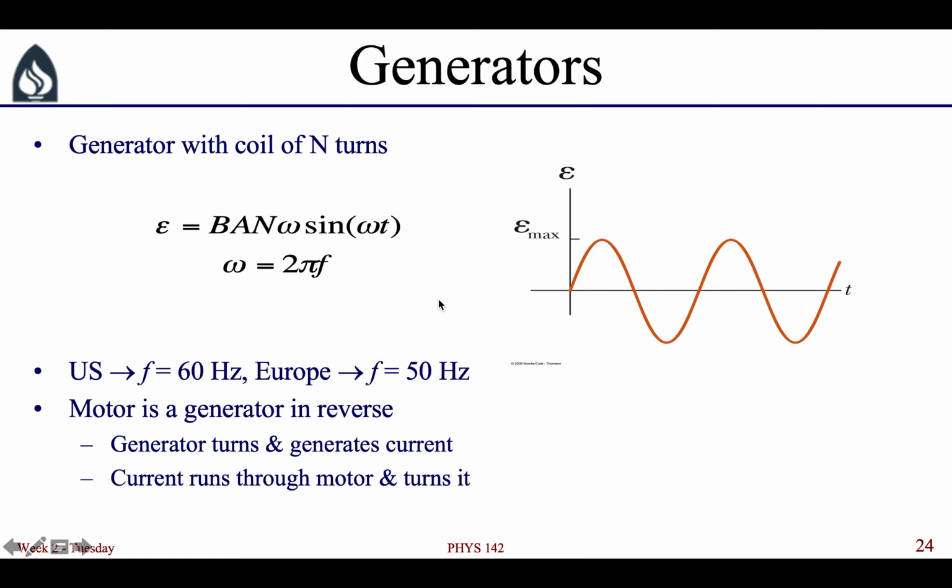So we can see from this that a motor is actually a generator run in reverse. A generator is a coil of wire that turns in a magnetic field and it generates current. In an electric motor, you have also a coil of wire. You run a current through it, the coil's in a magnetic field, and it rotates the coil. So motors and generators are kind of the same thing. One, you turn the coil and you make current. The other, you put current in and it turns the coil.